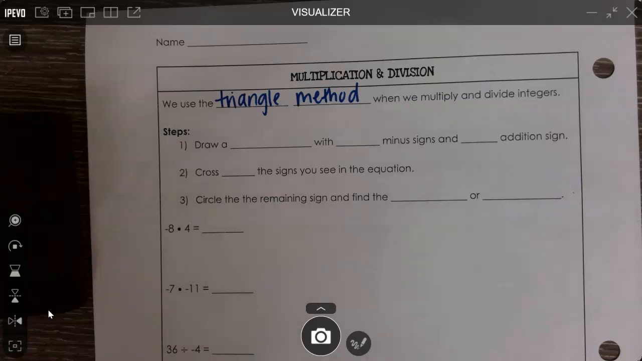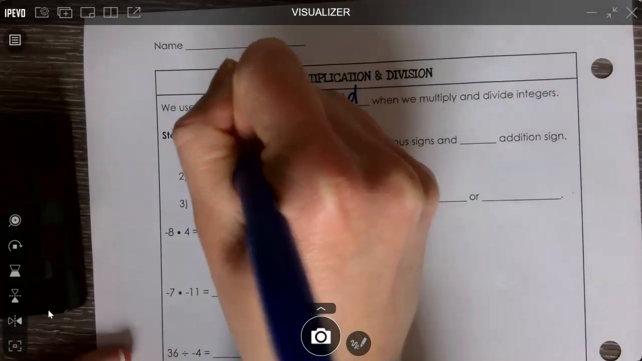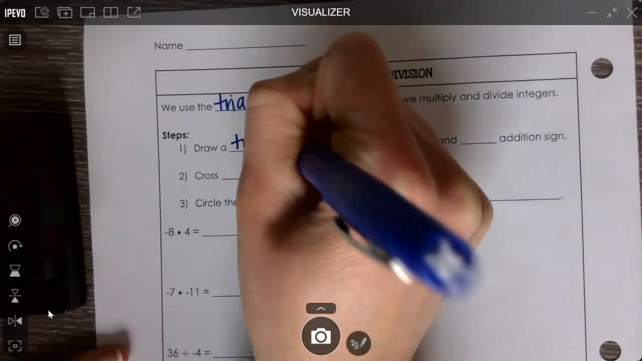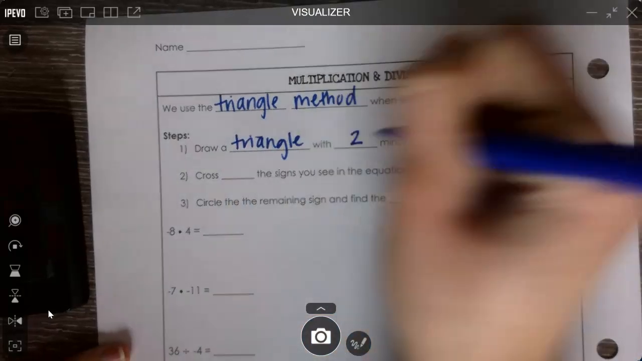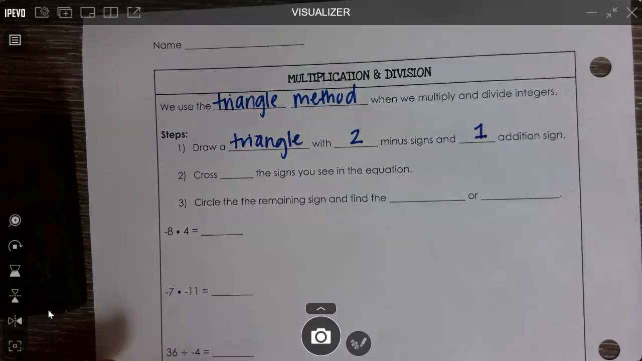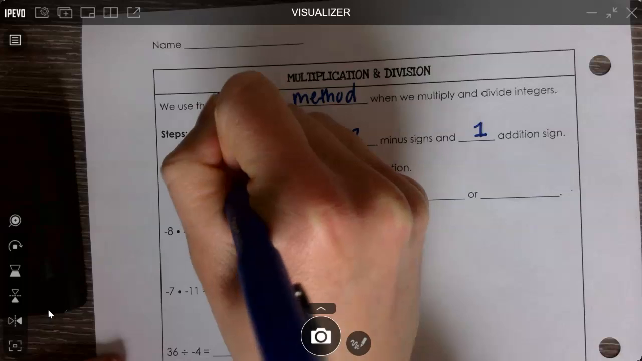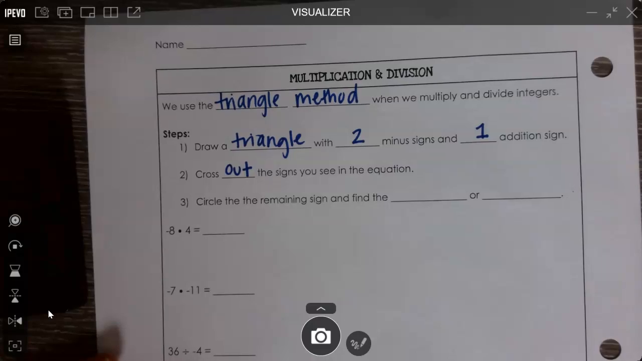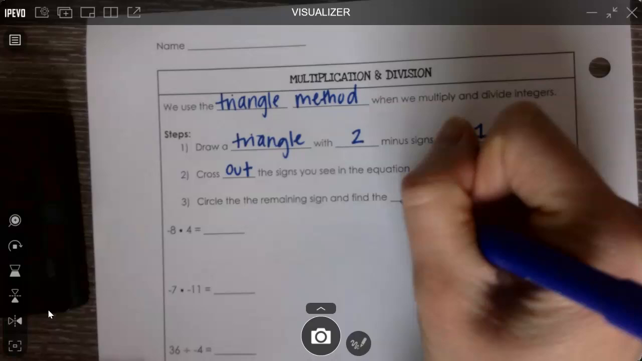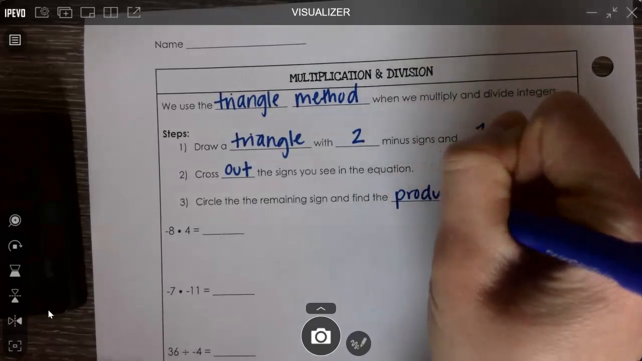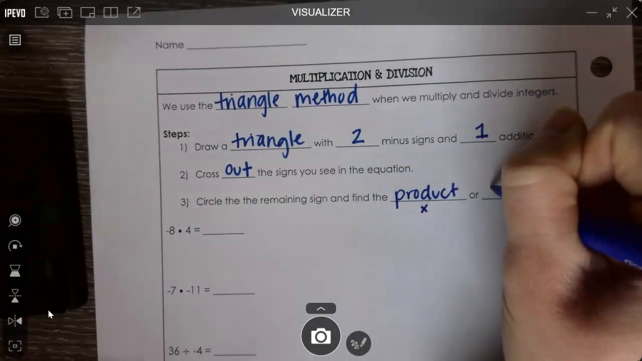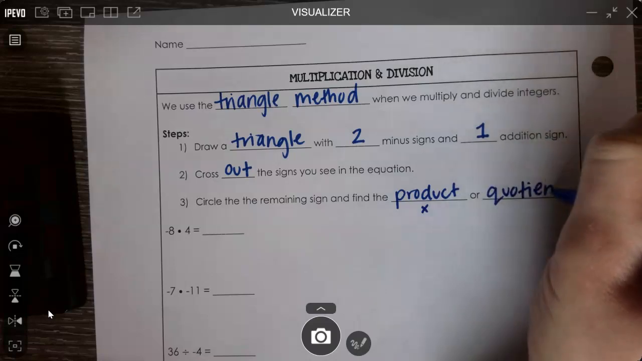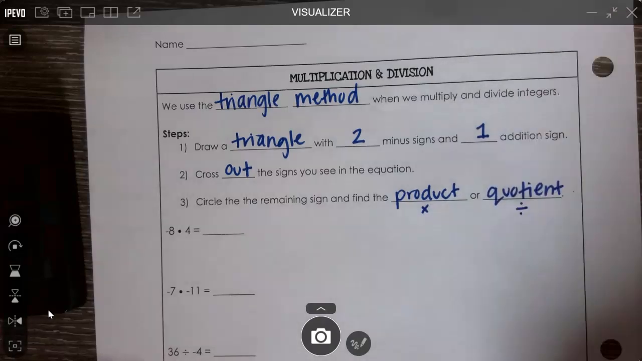So how do we do this? What are the steps? First thing you're going to do is draw a triangle with 2 minus signs and 1 addition sign. Okay? Then you're going to cross out the signs that you see in the equation or in the problem. Okay? Last step, you're going to circle the remaining sign and find the product, which means we multiplied, or the quotient, which is the answer to a division problem.